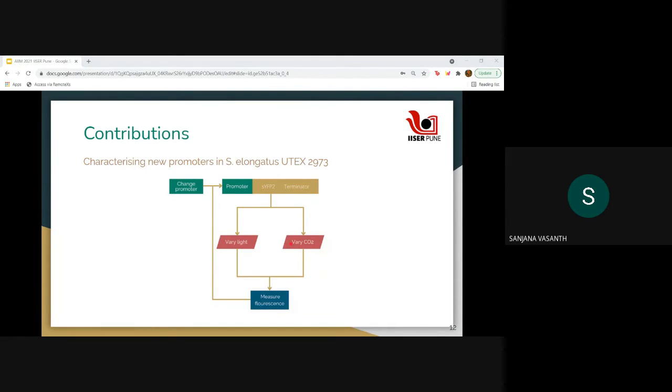We begin by making a gene cassette comprising our promoter with a universal RBS, fluorescence reporter gene, and a terminator, flanked by sequences for genomic integration via homologous recombination. This insertion will be carried out using a CRISPR-Cas12a system. We plan to study promoter activity under different light and CO2 regimes by measuring the fluorescence of the reporter.